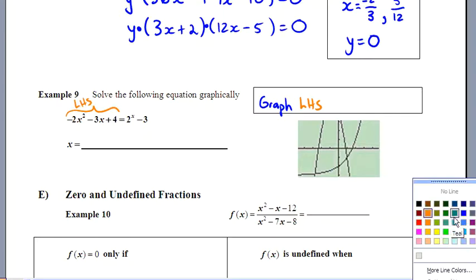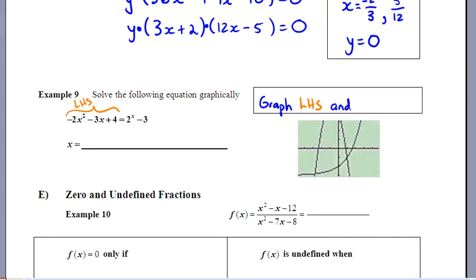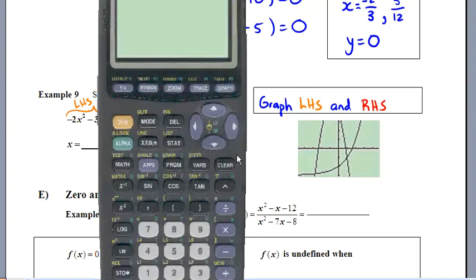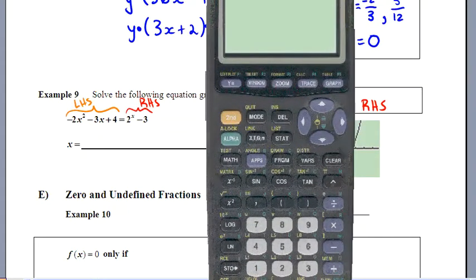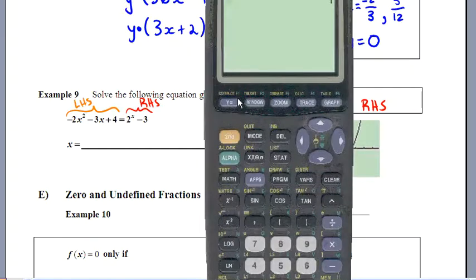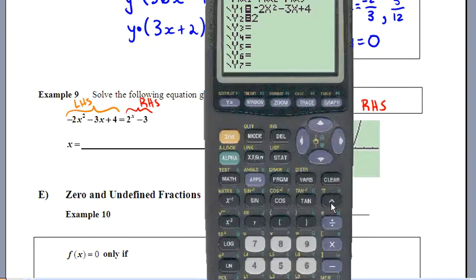And we're going to say, hey, why don't we at the same time graph the right-hand side? Put them both on the same graph. So I'm just going to go to my graphing calculator. I'm going to put both of those in simultaneously. So I have a negative 2x squared minus 3x plus 4. That'll be one graph. And then 2 to the x minus 3. And I'm going to graph them both at the same time.